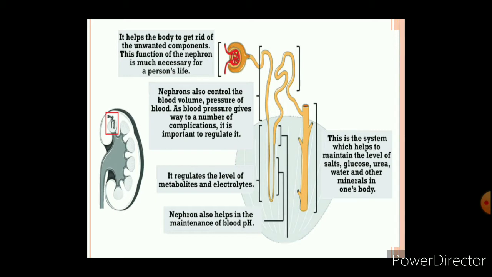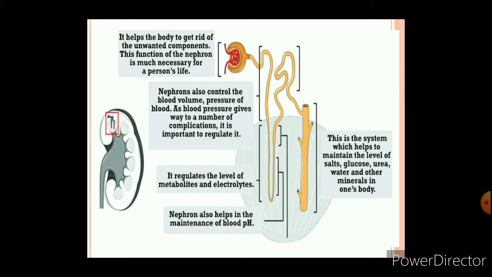Okay. So the first part of the nephron is the renal capsule. The renal capsule helps the body to get rid of unwanted components. This function of the nephron is much necessary for a person's life. Next part is the proximal convoluted tubule. The nephron also controls the blood volume and blood pressure. As high blood pressure gives way to a number of complications, it is important to regulate it.